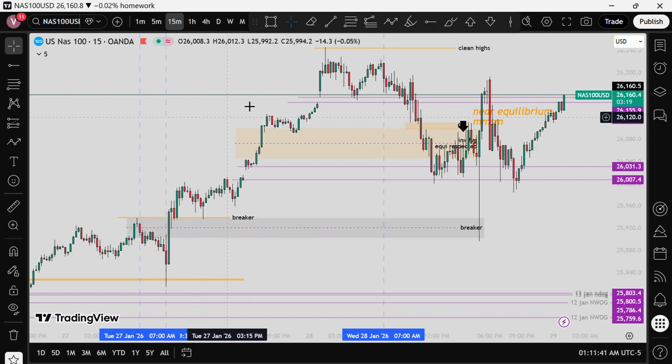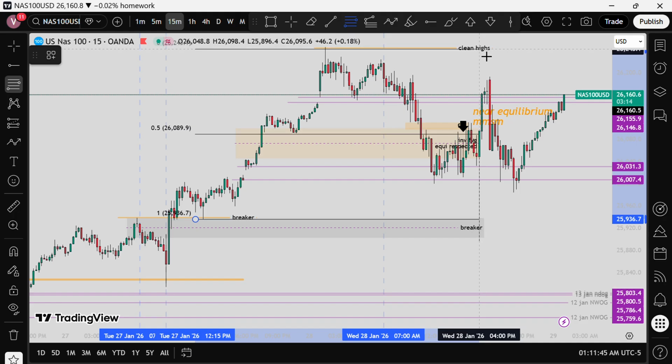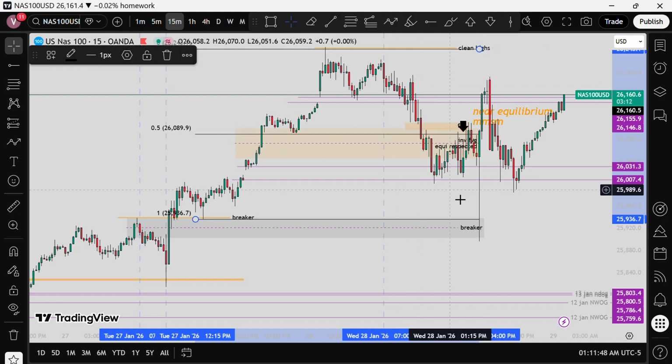That means if we were to draw a premium and discount zone, we can draw it like this from the breaker to the clean highs, and that way we can say that okay, the price is still around equilibrium.